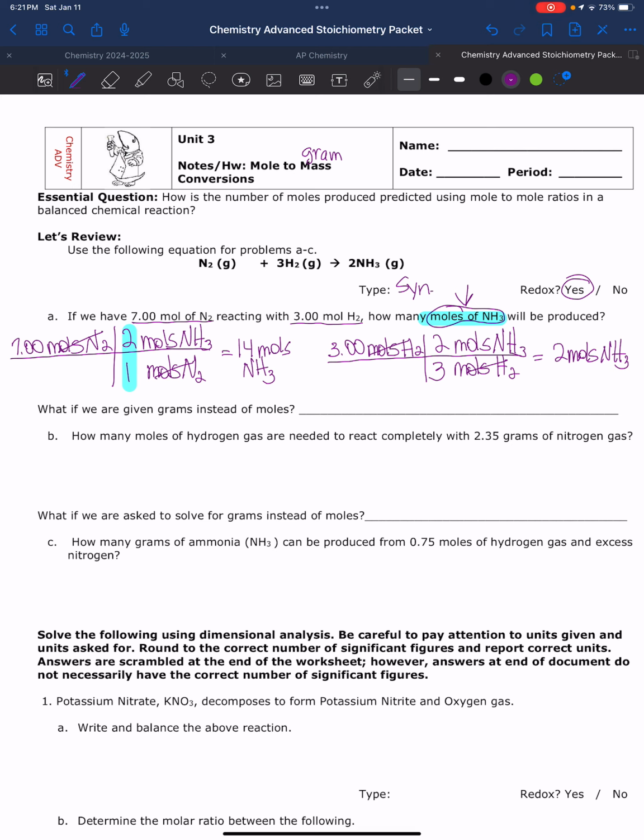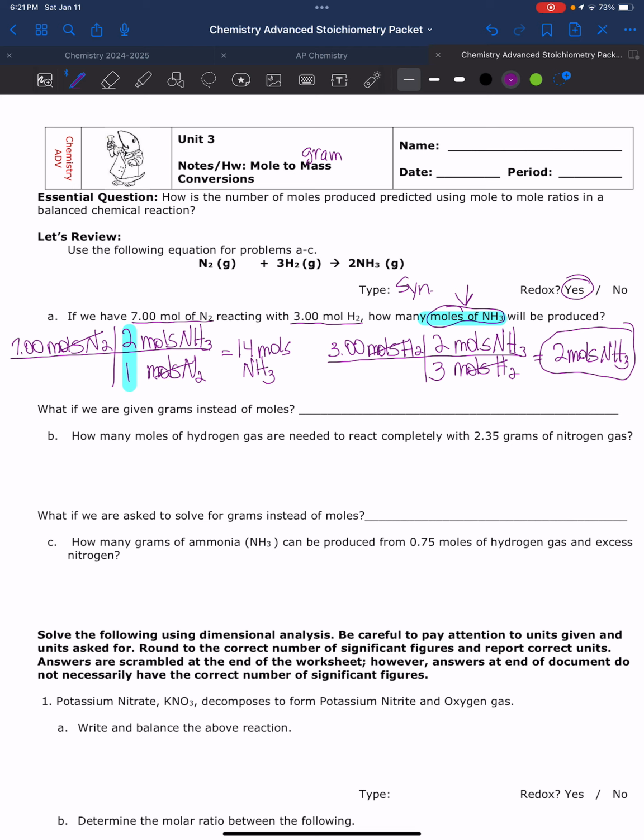So then the question comes, well, which one do we actually make, 14 or 2? The answer is always the smallest one. So we will make 2 moles of NH3. We have enough hydrogen to make 2 moles, and then it stops. So hydrogen is limiting. We have enough nitrogen to make 14 moles. So we have plenty of nitrogen.